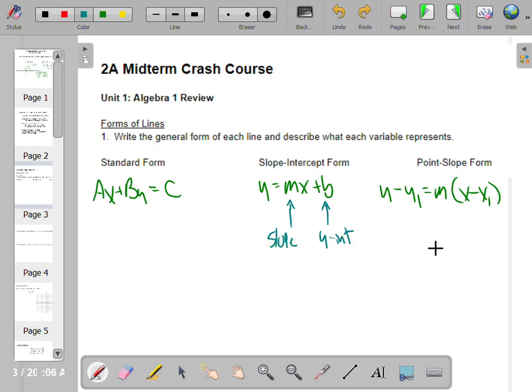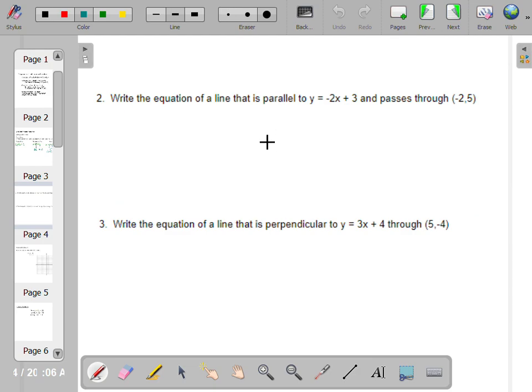Point slope requires a point, x1, y1, and a slope. M is still the slope. So you can plug in any point. Point slope is cool because it doesn't have to be the specific point on the y-axis. It can be any xy pair. So you can write infinitely many point slope equations for a line, which is what makes it so handy. That's why I'm going to use point slope for these problems.